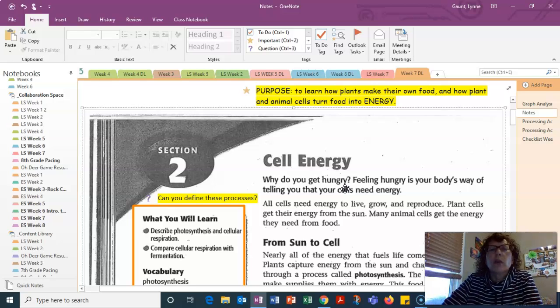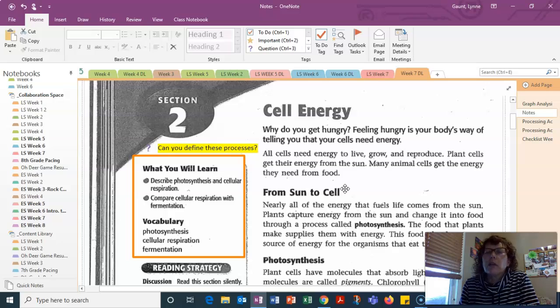All right, I'm going to start reading. The title of our article is called Cell Energy, and we're going to learn about how cells make food and how food is turned into energy. So I'll start reading. Why do you get hungry? Feeling hungry is your body's way of telling you that your cells need energy. I bet you never thought of it that way before. You just thought being hungry meant you had an empty stomach. And it does. But it also means that your cells have run out of food. They don't have anything to make energy from, so they cause you to feel hungry.